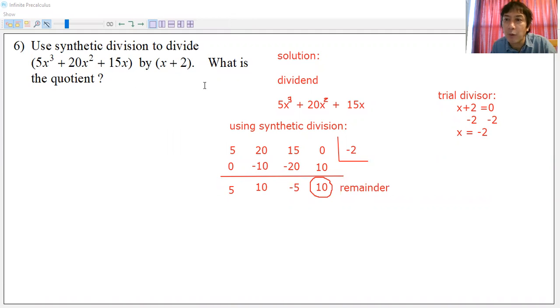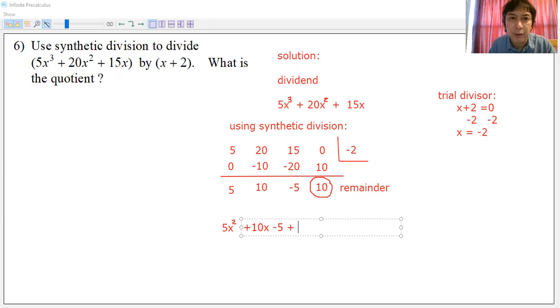All right. Now we can write the answer. It will be 1 degree lower from the dividend, so we will be starting with squared. So our quotient is 5x squared. This will be degree 2. And then we have plus 10, this will be first degree x. And then followed by the constant minus 5. And then our remainder is positive 10.